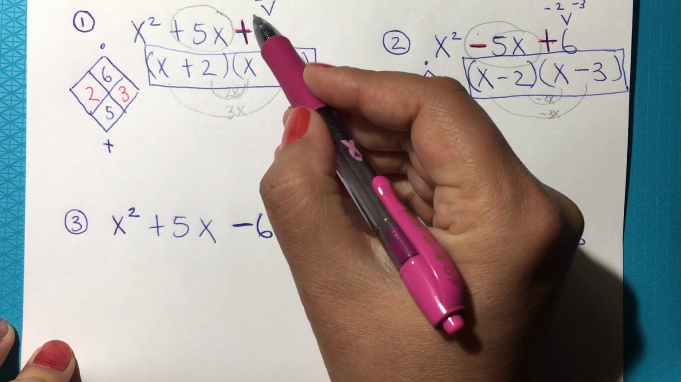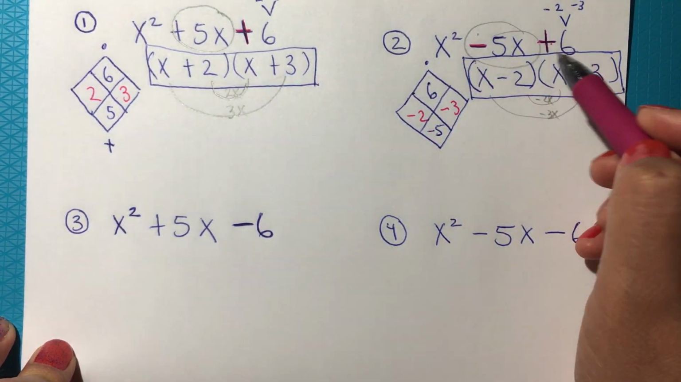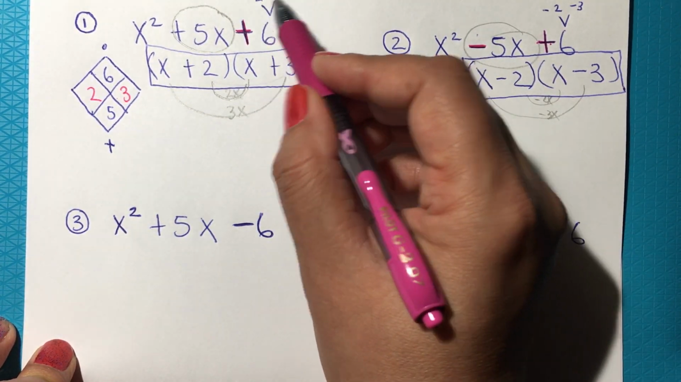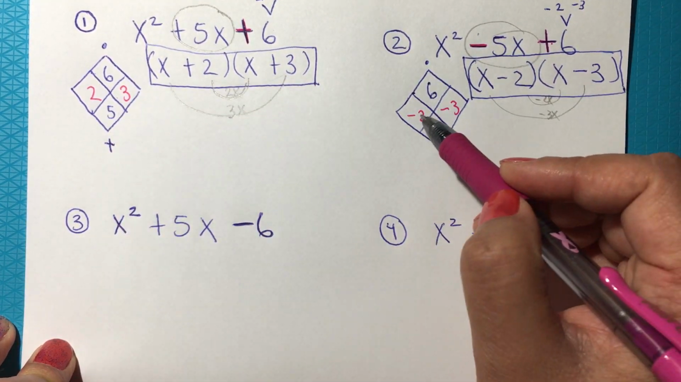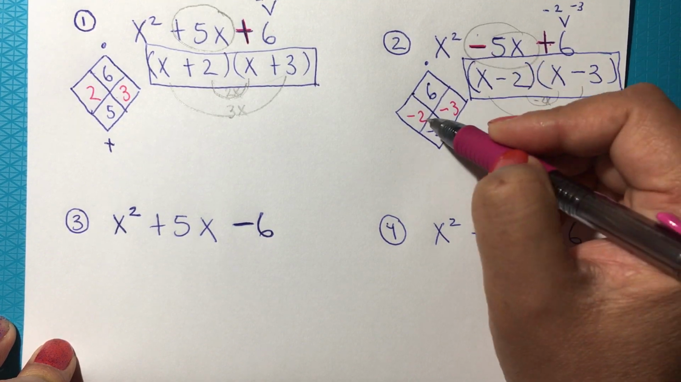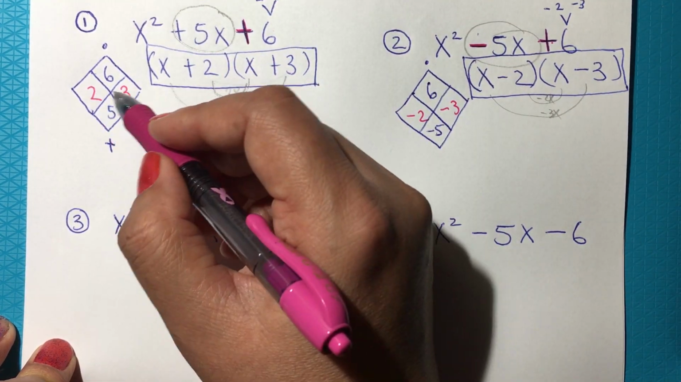Again, two things. If the last term is positive, you will add them, and you will have for both factors the sign of the middle. Negative, both are negative. Positive, both are positive.